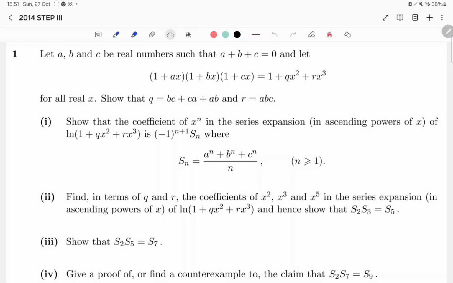Hello and welcome back. Today we'll be doing question 1 from the 2014 STEP Paper 3. So let's get started. Question 1.